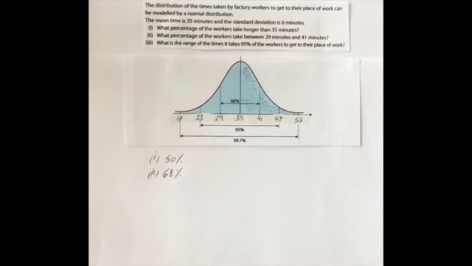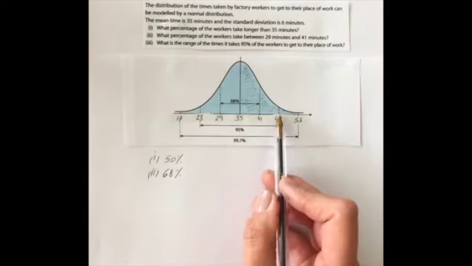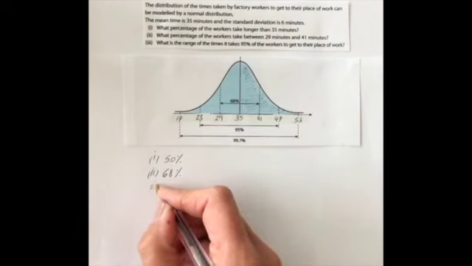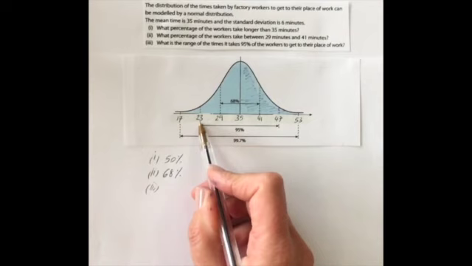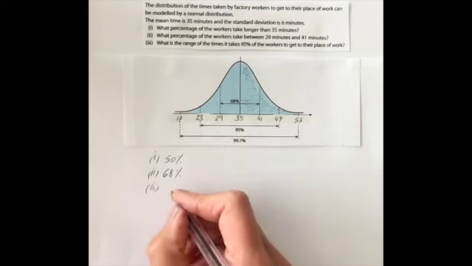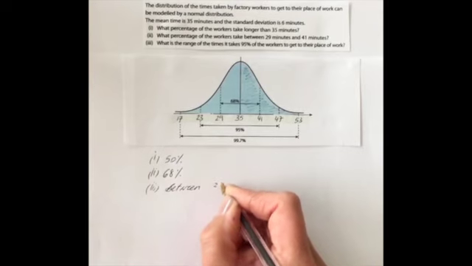And part 3, what is the range of the times it takes 95% of the workers to get to their place of work? Well, here, 95% we know already lies within two standard deviations of the mean, and we've worked that out already, which means 95% of the data lies between 23 minutes and 47 minutes. And that, therefore, is the range.